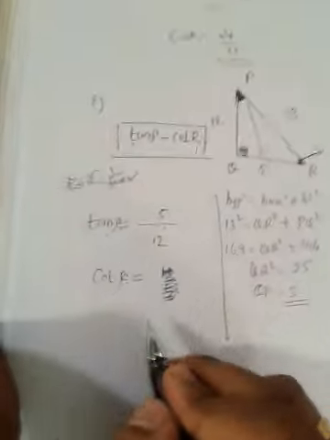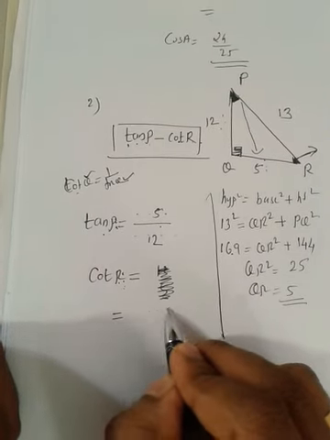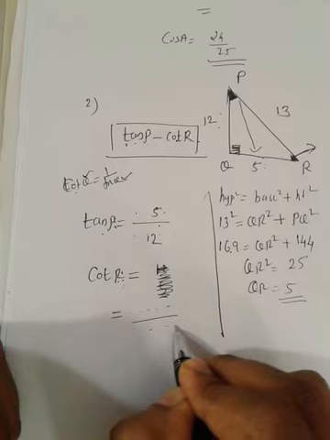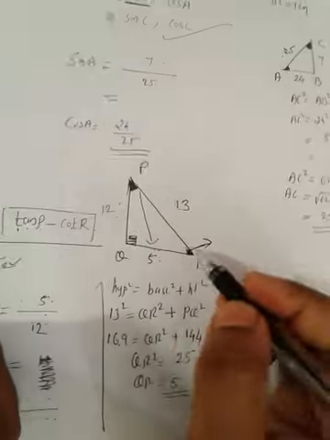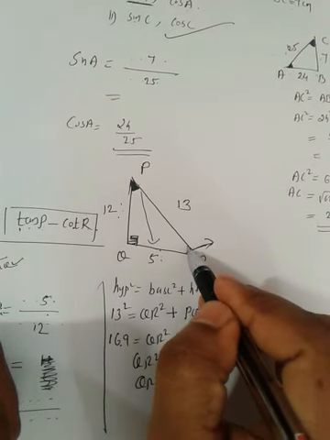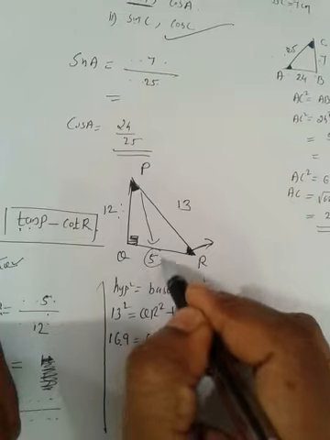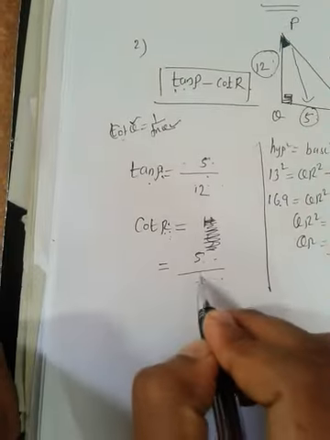In order to apply cot R, which is the formula? Cot R formula is, tell me. Yes, adjacent of R divided by opposite of R. That is the definition of cot. Adjacent of R by opposite of R. This is the angle R. What is adjacent of R? Adjacent of R is 5 and opposite of R is 12. So 5 by 12. I think you understood, no?